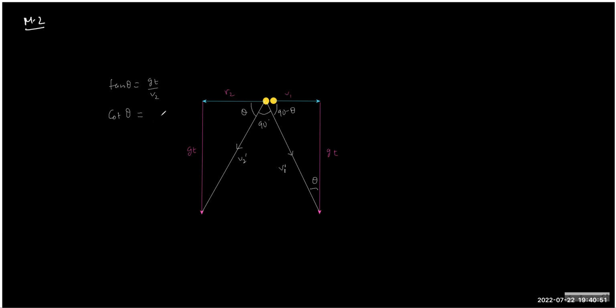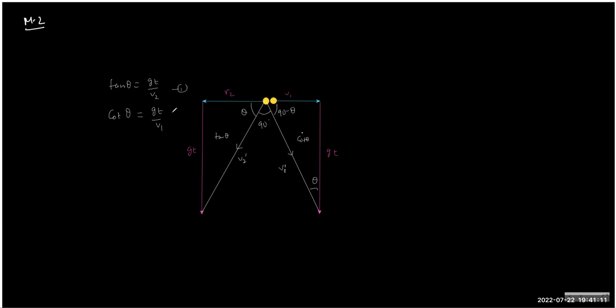So you were talking about the right triangle, no? Yeah. So in the right triangle, cot theta is like gt by V1, right? On the right triangle, I am writing cot here, and I'm writing tan here because of the obvious reason. Now, what is the next step?